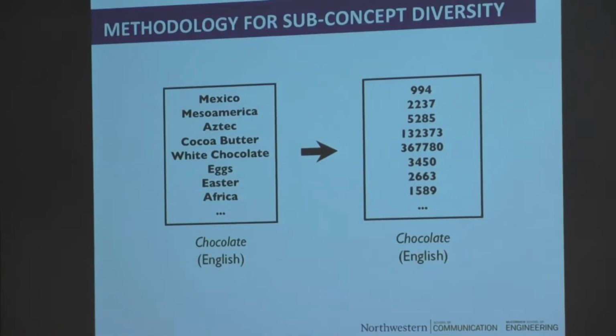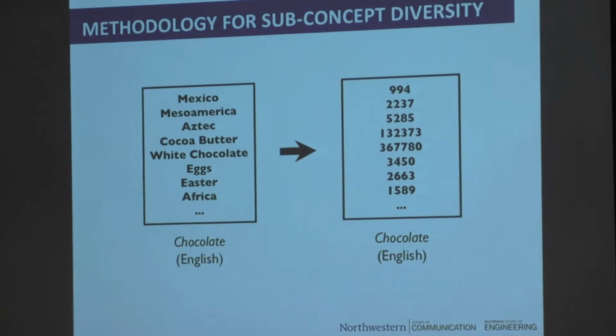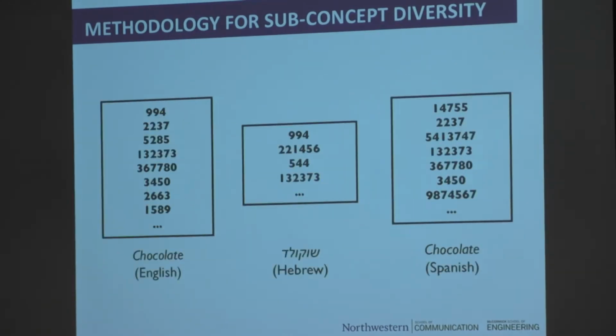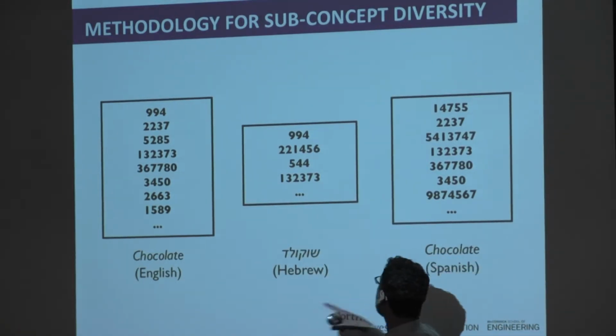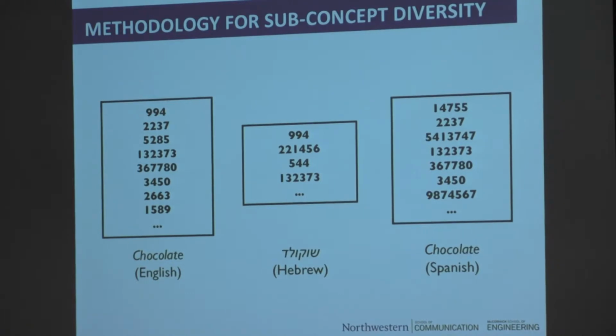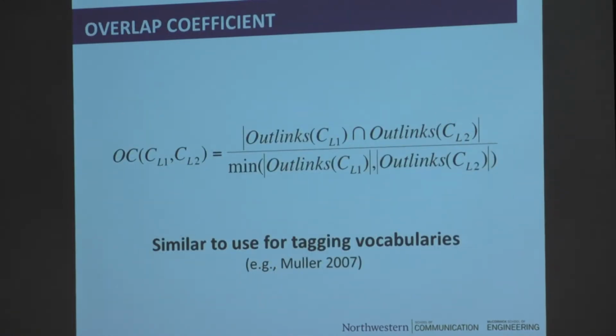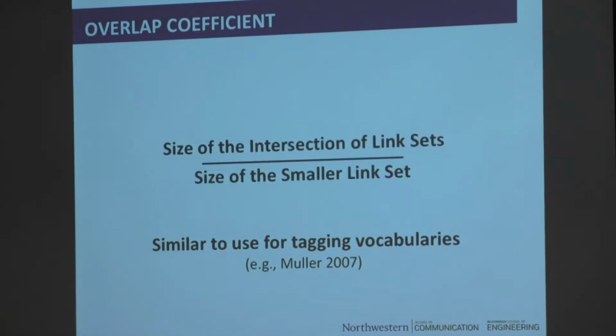Once we have that, and this is why our universal IDs are useful as well, we can convert that into our universal IDs. We can then generate that across language editions, right? So we have the list for the chocolate page in English, we have it for Hebrew, we have it for Spanish, and then we can begin to investigate the degree of overlap at the sub-concept or the article body level. So we use a pretty simple statistic, just called an overlap coefficient, and this is essentially the size of the intersection of the link sets over the smaller of the link sets. So in other words, it's the percentage of the links contained on the smaller page that also are contained within the larger of the two articles.